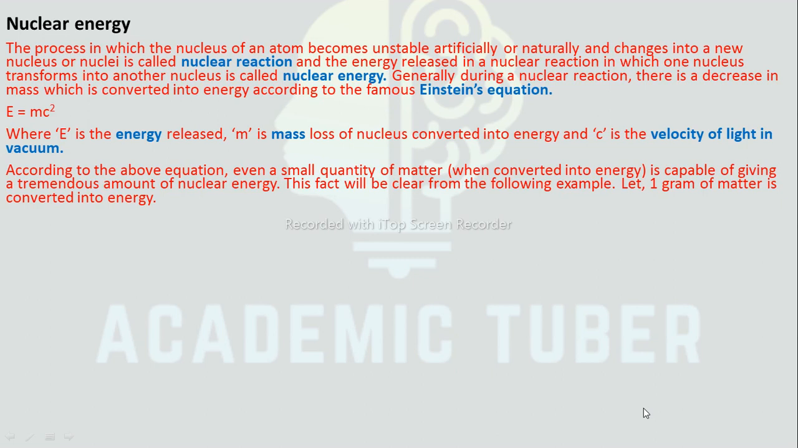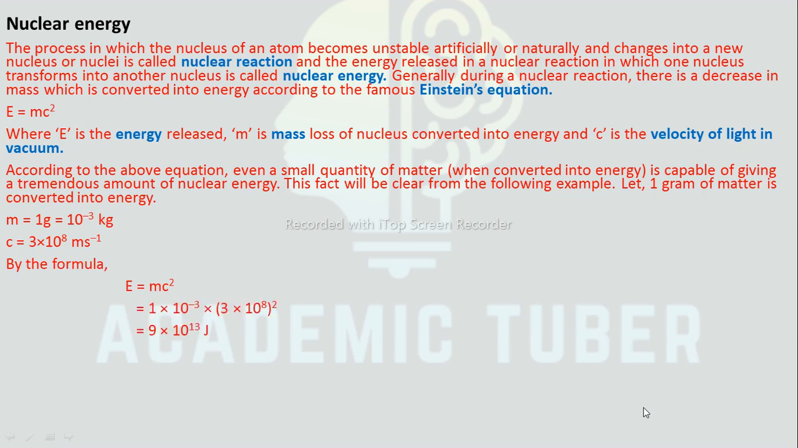This fact will be clear from the following example. Let 1 gram of matter be converted into energy. So now we are going to convert 1 gram of matter into energy. Mass = 1 gram = 10^-3 kg. c = velocity of light in vacuum = 3 × 10^8 meter per second. By the formula E = mc².